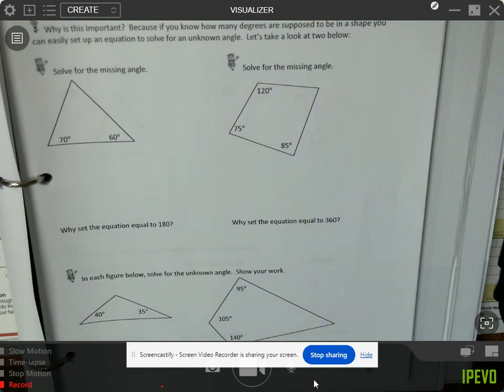Jude? How did you get that, Jude? Because I added 60 and 70, and then I subtracted 180 out of 180 minus that 130, we get 50 degrees. You could have just gone straight to that 180, said minus 70 minus 60, you still get 50 degrees. So either way, we get the same answer.